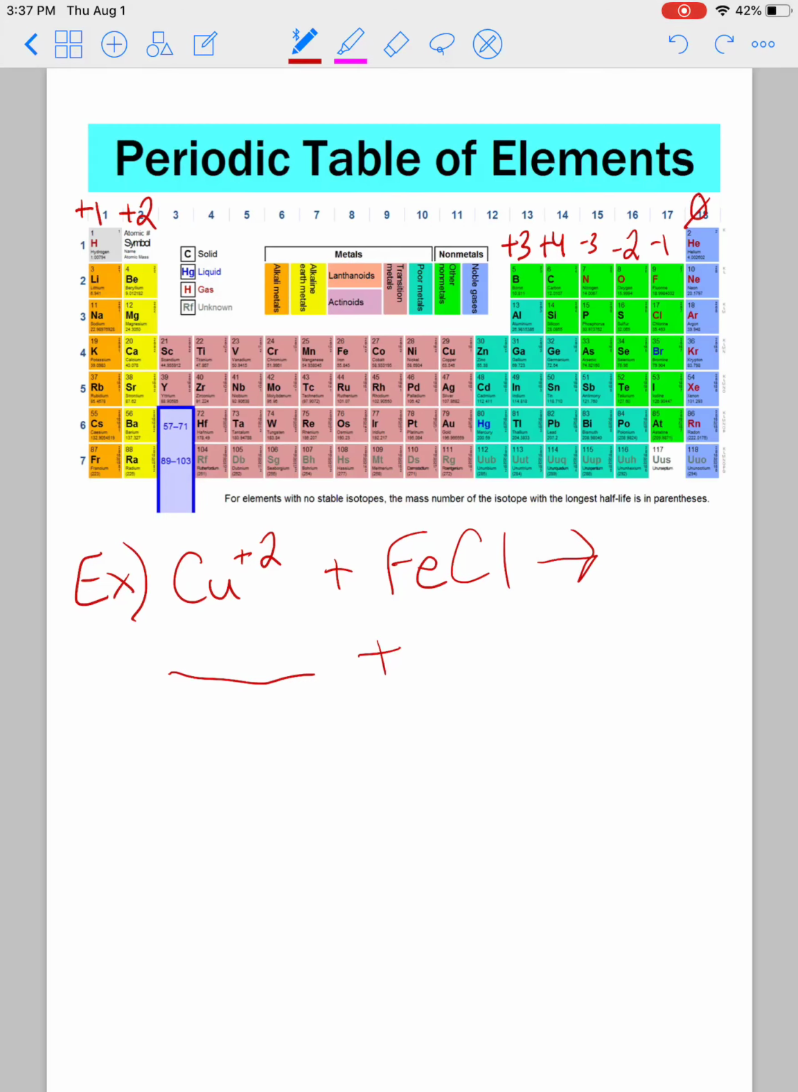Okay, so question 2 is asking you to predict the products for a single replacement reaction. Instead, this time it is with transition metals. And our transition metals are these guys right here in this particular example.